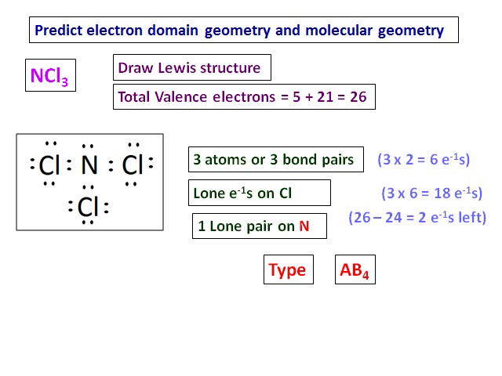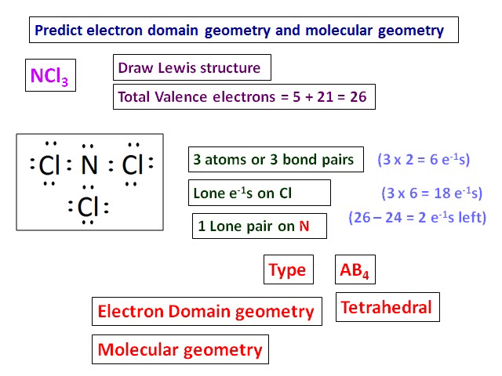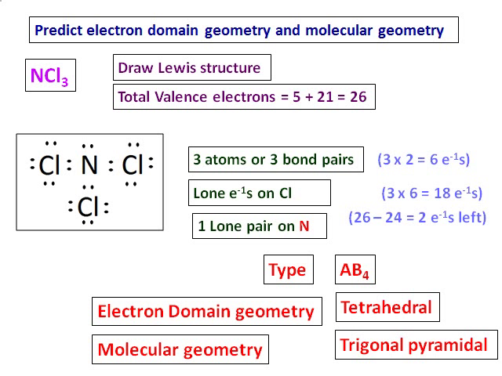Therefore, the type is AB4, and the electron domain geometry will be tetrahedral, and the molecular geometry, because of the presence of the lone pair, will change, and hence the molecular geometry is trigonal pyramidal.